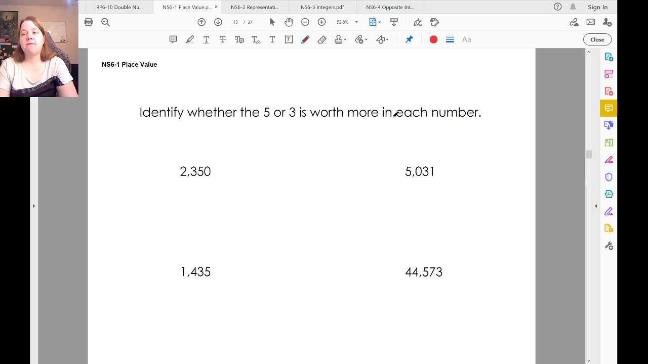They want us to identify whether 5 or 3 is worth more in each number. Go ahead, pause the video, and when you come back, we'll talk about it. Welcome back. So we have a 3 and a 5 in this problem, and looking between the two, the 3 is in the higher place value, so the 3 is worth more. If we look over here, the 3 is in the higher place value than the 5. If we look over here, the 5 is in the higher place value. And if we look over here, the 5 is also in the higher place value.